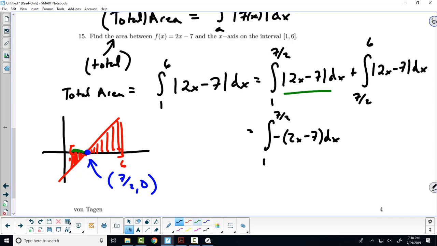And then for this region right here, how do I take the absolute value of that part of the function? Don't touch it, leave it alone. So this will be 7/2 to 6, leave it alone, 2x minus 7 dx.